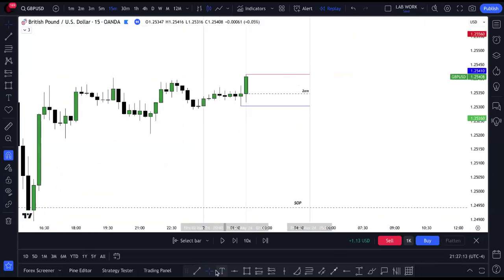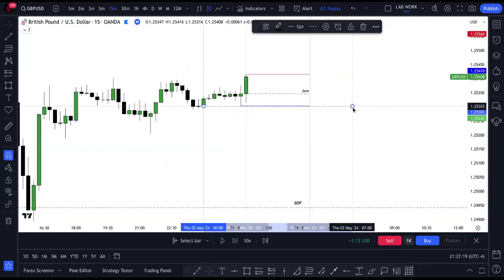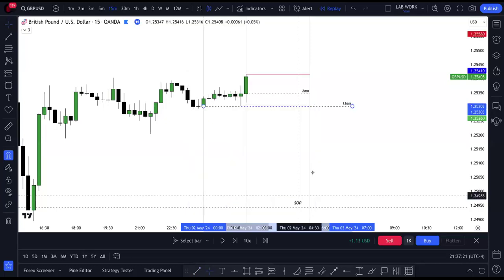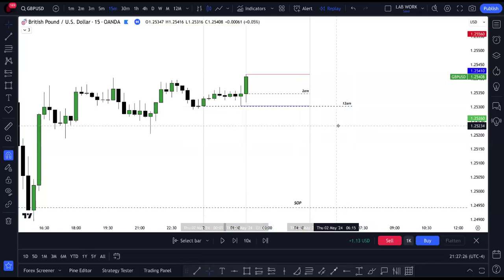We're also above midnight opening price, coincidentally, right? This is midnight. It blends in with that blue line, but I'll draw it all the way out so you guys can see it. That's 12 a.m. So we got another triple confluence on the day.